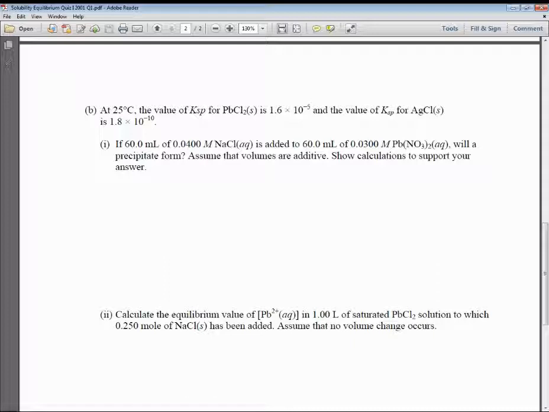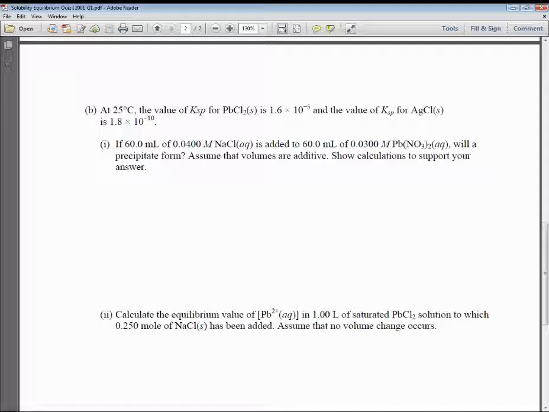All right. Now here's the deal. What are those mole values sitting in now? How much? 120 milliliters or 0.120 liters.